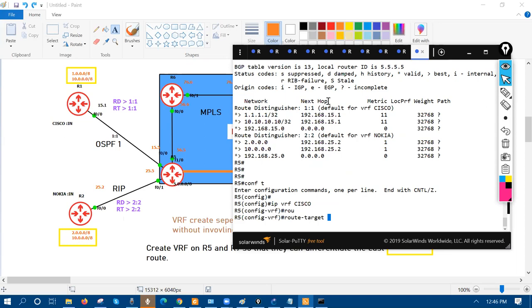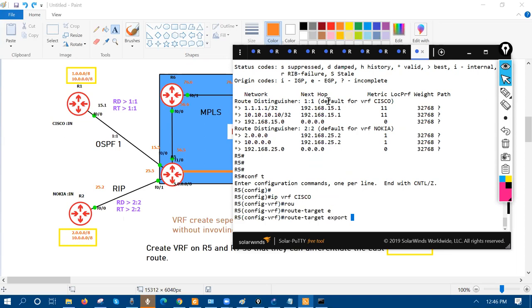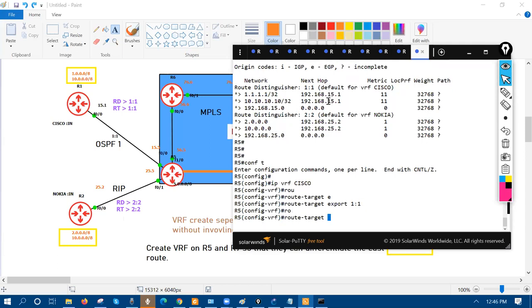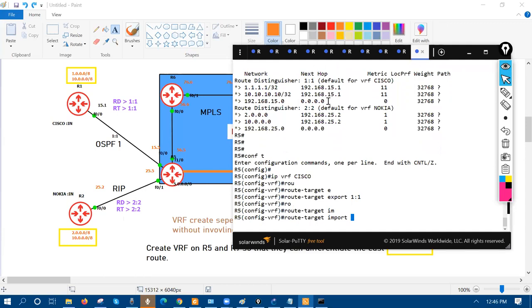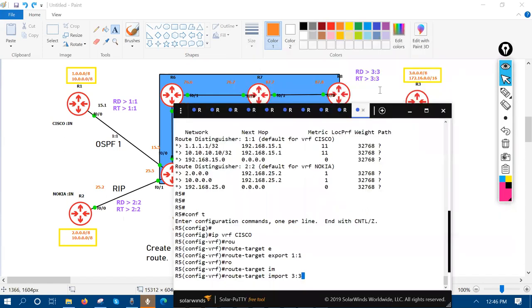For the route target, export means I'm going to export my own value, 1:1. I can use 3:3 or 4:4 as well, it's totally up to you. I'm going to use the same number as the RD. And then I say route target import 3:3. That is this guy. So I need to install this information in my R5 routing table, the Cisco routing table.